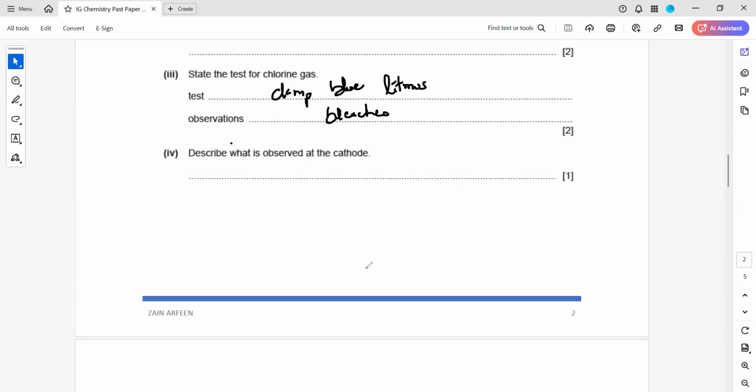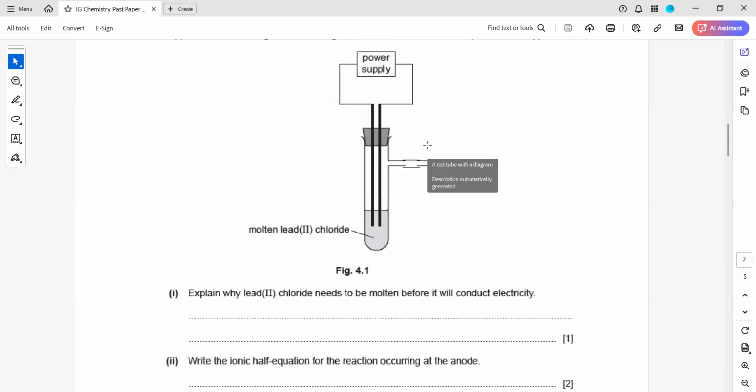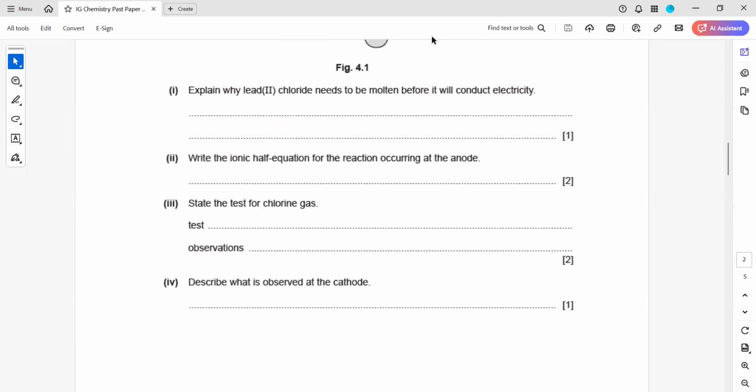Describe what is observed at the cathode. Molten lead is formed. A solid depositing. Yes, solid deposit. You cannot say lead is formed, because whenever it is an observation, you are not supposed to write the name of a compound. You can mention shiny solid. Whenever a molten ionic compound is there, the observation at the cathode is always a shiny solid, irrespective of the compound, even molten lead(II) chloride, molten sodium chloride, any molten ionic compound.